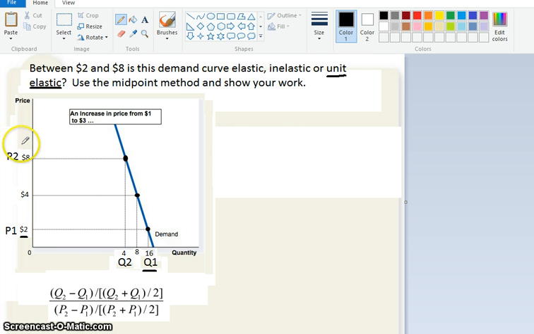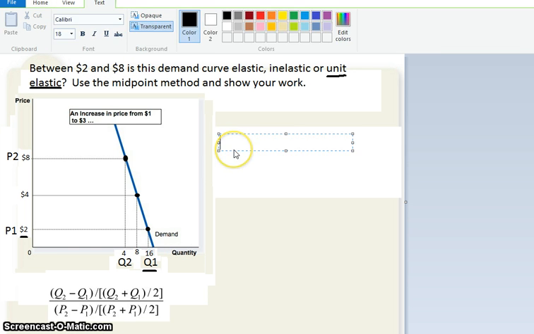So I've got my 8 and my 4. They correspond with each other, so they're my P2 and my Q2. And likewise for 2 and 16. So I'm going to type this out here. The top part of my formula is going to be Q2, which is 4, minus Q1, which is 16. I'm going to divide all of that by Q2, which is 4, plus 16, and I'm going to divide that by 2. That's the top part of my formula.